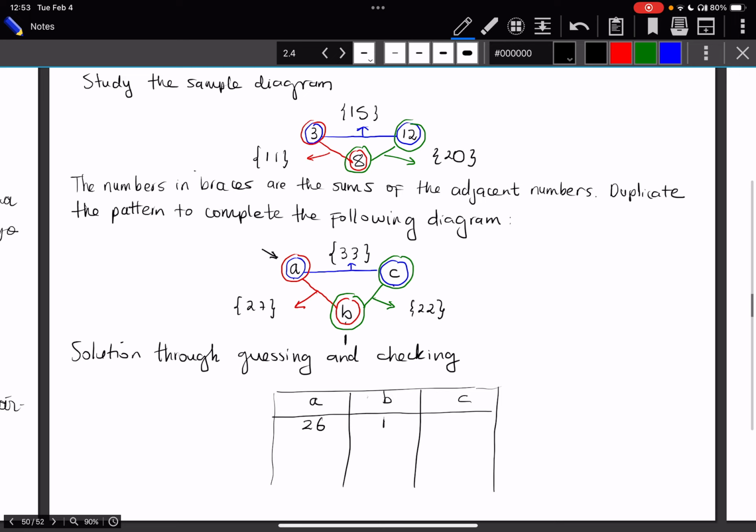And then we can also say that, based on this diagram, b plus c, the addition of those numbers right here, should be 22. So we need a number c that satisfies that when it gets added with b, and b is 1, we get 22. The only possibility is 21.